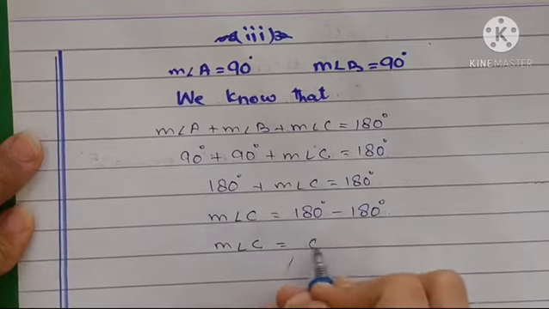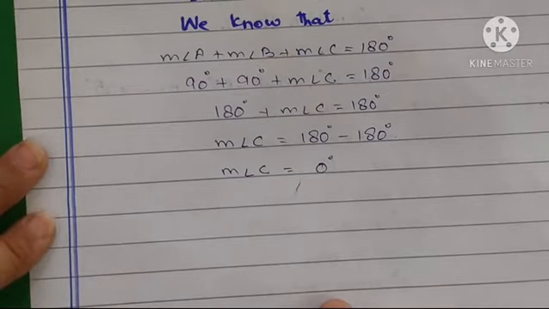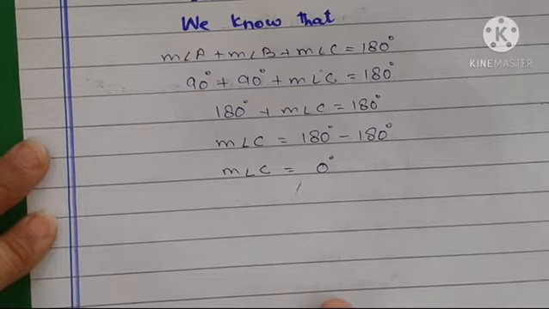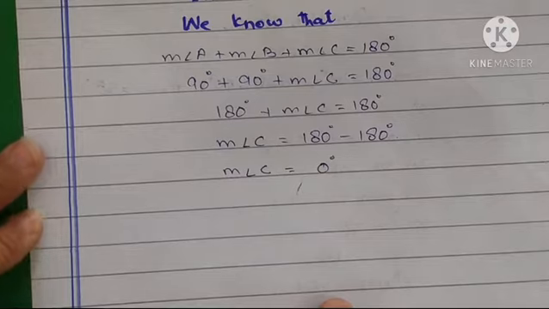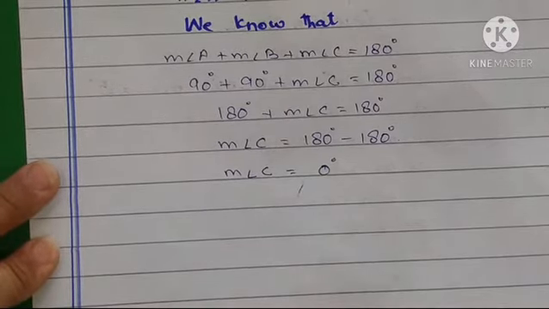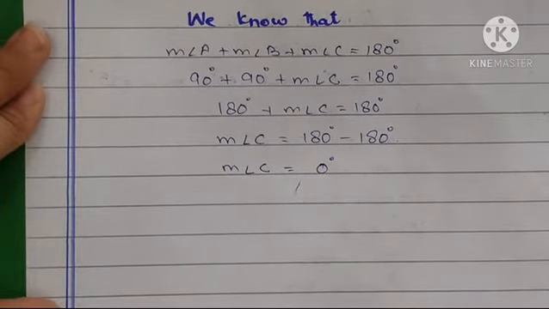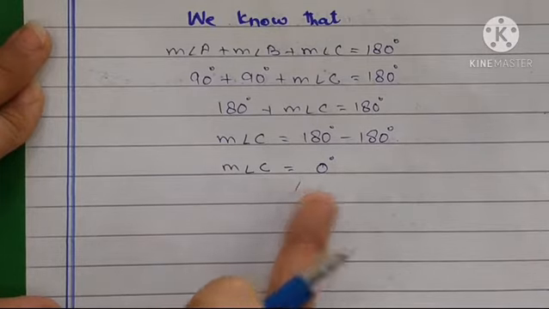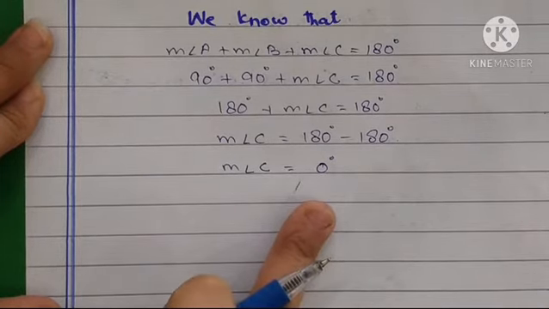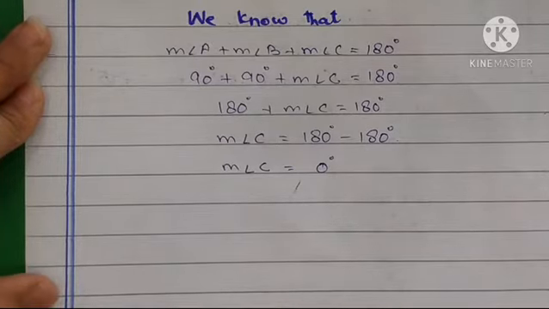After subtracting this, we will get 0 degree. Okay, angle C is equal to 0 degree. So dear students, tell me, can we construct a triangle by using these lengths? Yes or no? No. We cannot construct a triangle because angle C is 0. But we know that three angles are compulsory to construct a triangle.